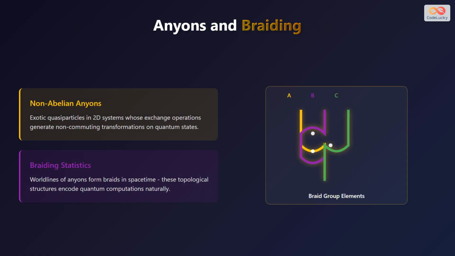At the heart of topological quantum computing lies the concept of non-abelian anyons. These are exotic quasiparticles found in two-dimensional systems. Their exchange operations generate non-commuting transformations on quantum states. The world lines of anyons form braids in spacetime. These topological structures naturally encode quantum computations. This approach provides a robust way to perform quantum computations.